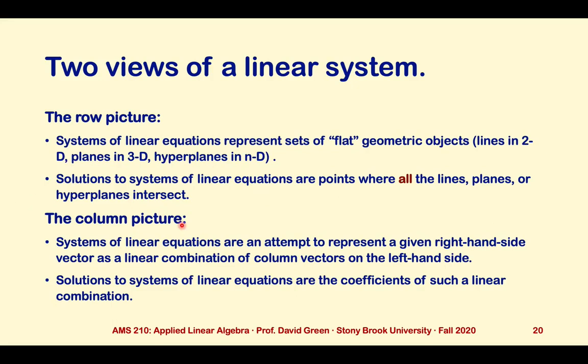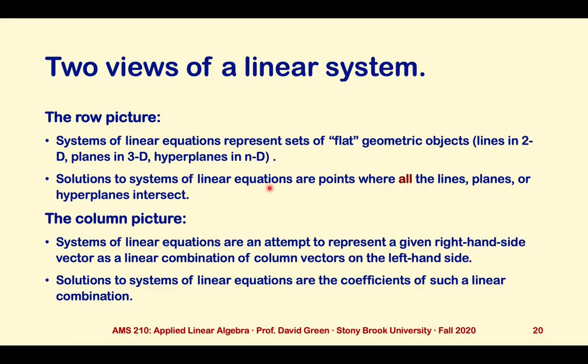Another way of thinking about it is often referred to as the column picture. Here we focus on the columns of the coefficient matrix, and we think of a linear system as an attempt to represent a given right-hand side as a linear combination of those column vectors. The solutions to a linear system in that case, then, are the coefficients of such a linear combination. I've written down here what it means when we do have solutions. We can also think about what it means when we don't have solutions.